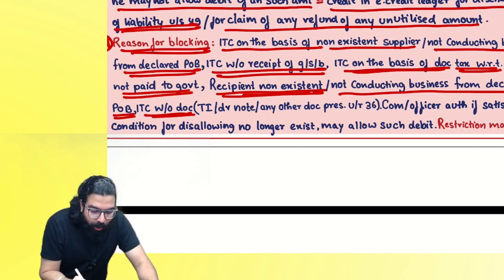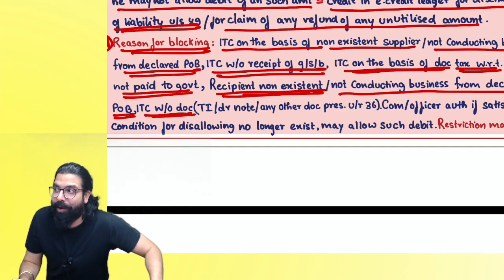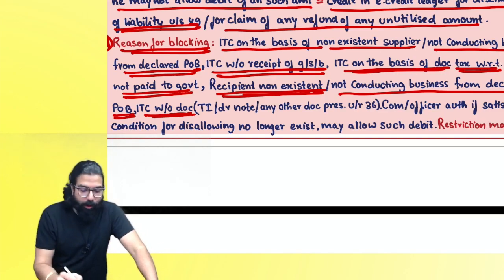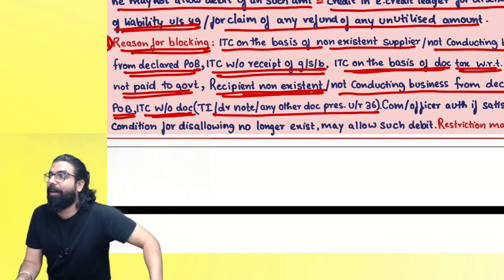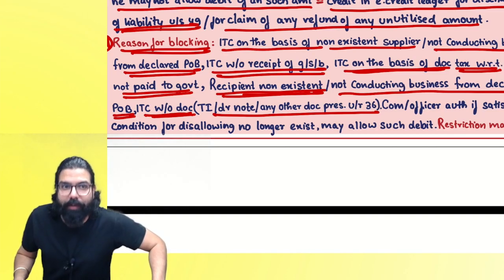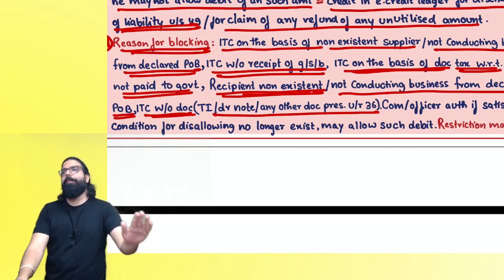Then ITC without a document. You should take that credit on the basis of the documents prescribed under Rule 36. Rule number 36. Without the document, if you take the credit, it will be blocked.